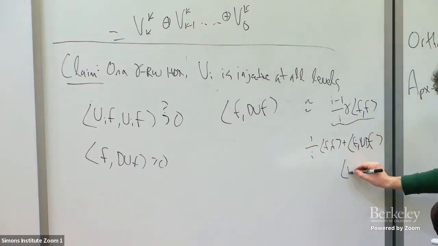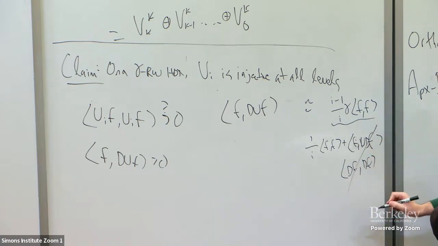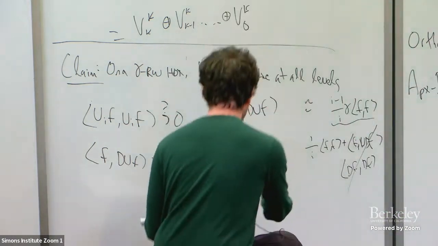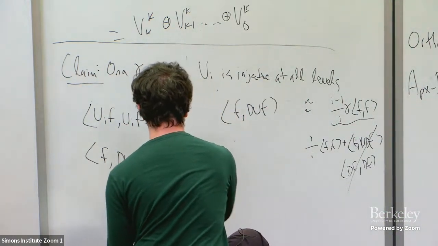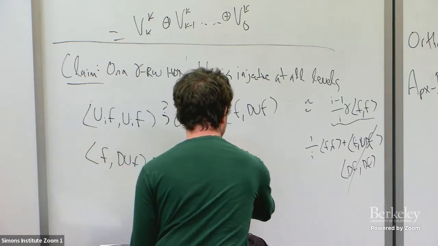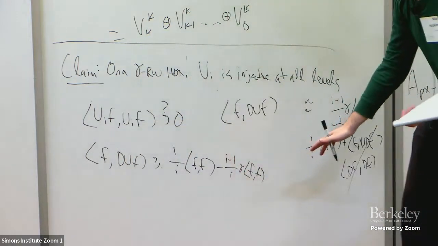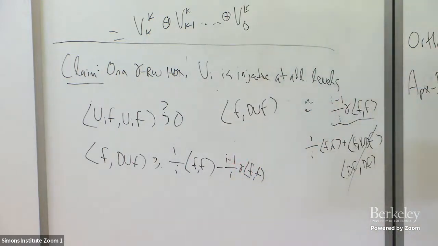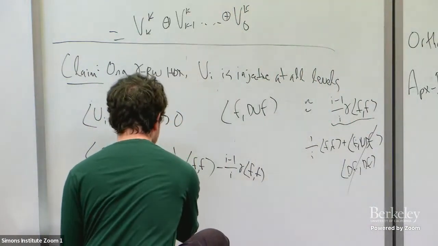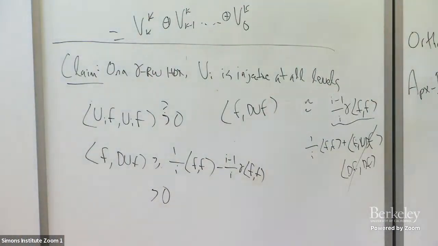Again, <f, UD f> can be written as <Df, Df>. So this is a positive semi-definite part, so this is always greater than 0. So what I'm left with is that this is greater than or equal to 1 over i <f, f> minus (i minus 1) over i gamma <f, f>. And as long as gamma is less than 1 over i minus 1, which we've assumed in the theorem statement, then this is indeed truly greater than 0 and the operator is injective. So on a high dimensional expander, you always get this type of true unique decomposition.